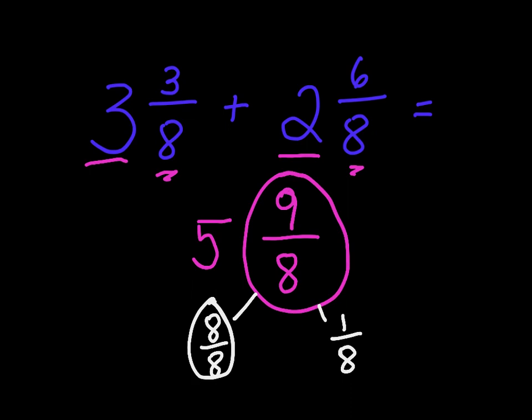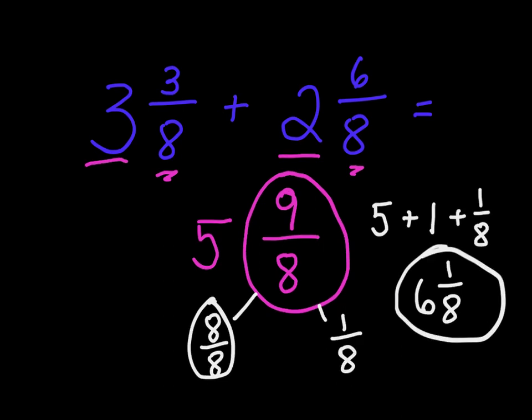Okay, so now we need to take this whole, the 8/8, and add it on to our other wholes, which is 5. So 5 plus the 1, plus 1/8. So 5 plus 1 is 6. And attach it to our fraction, 1/8, what's left over. So our new mixed number to this problem is 6 and 1/8.